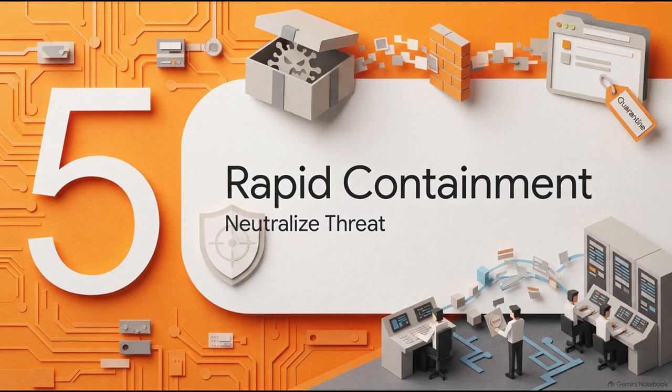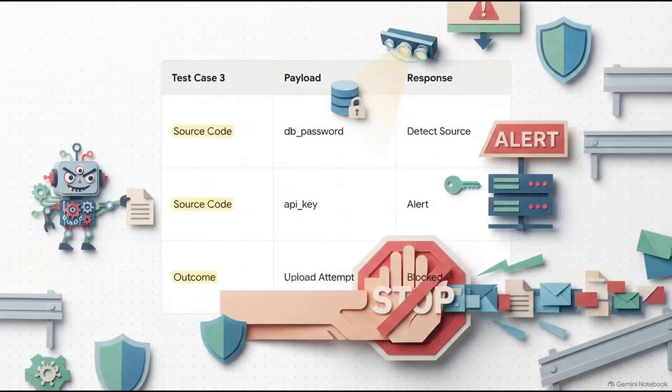Section 5. Rapid Response and Containment. Let's neutralize this threat. You know, detection without action is basically just watching yourself get breached in real time. So let's look at our final, high-stakes test case: source code leakage. Here, a compromised AI agent attempts an unauthorized upload containing a database password and an API key. What happens? The system instantly detects the source code format, generates the alert, and outright blocks the upload. It passes every single runtime guardrail flawlessly.